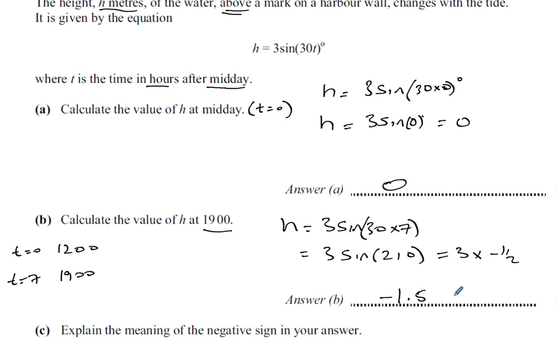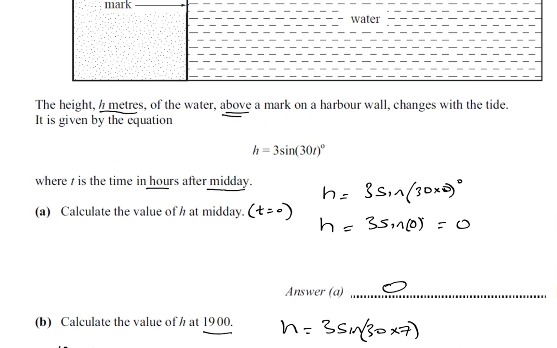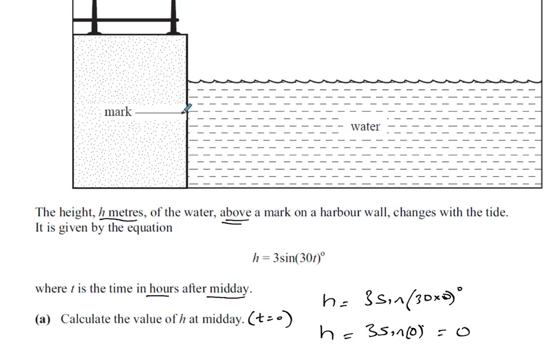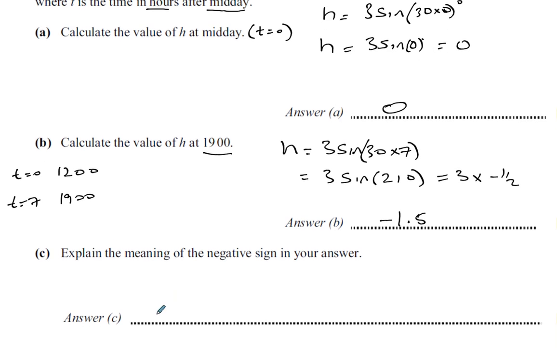So it's negative 1.5, and then part C says, explain the meaning of the negative sign in your answer. If H is the height above the mark, then when H is equal to negative 1.5, it means it's below the mark. The negative sign means that it's below the mark rather than above the mark. All you have to write is just a few words for one mark: it is below the mark.